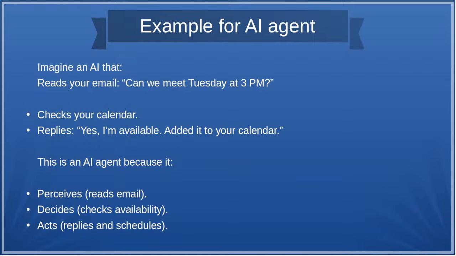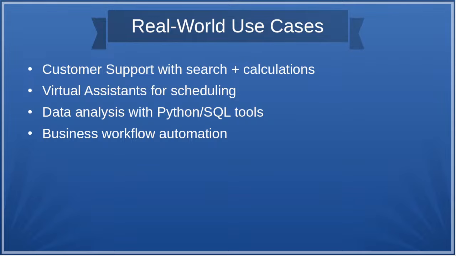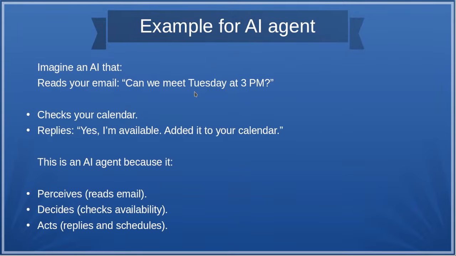Imagine an AI that reads your email. You are getting an email like, can we meet at 3 p.m.? It can check your calendar. If the time is available, like yes, available, it adds to the calendar. Yes, it perceives, reads the email, right? It is the actual email that is coming in. From there, it is checking the availability. Here it is able to understand, right? Can we meet at 3, it understands that we are talking about the calendar and we need availability.